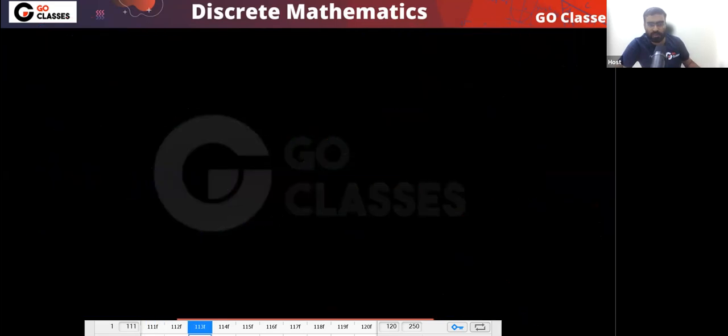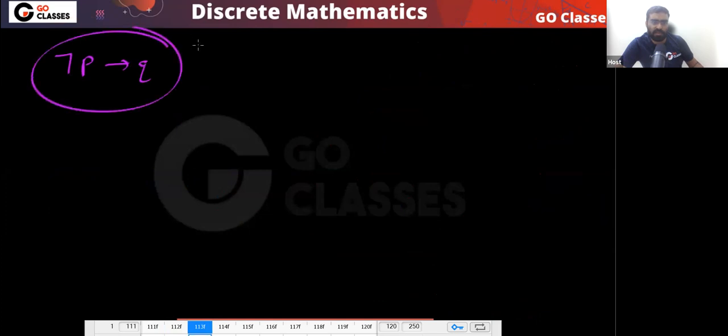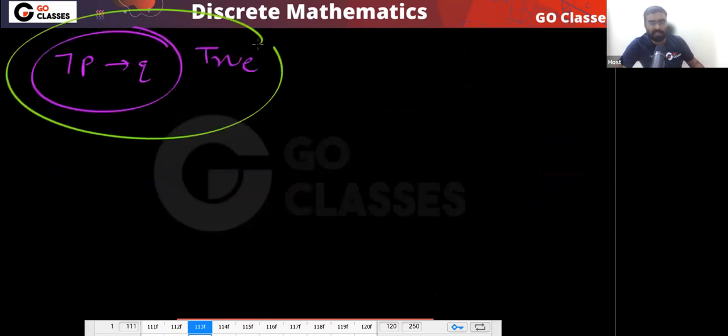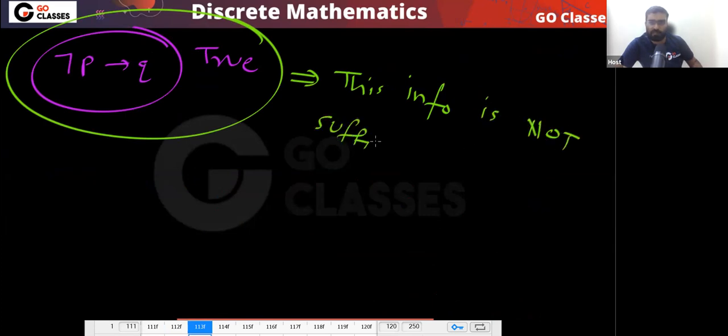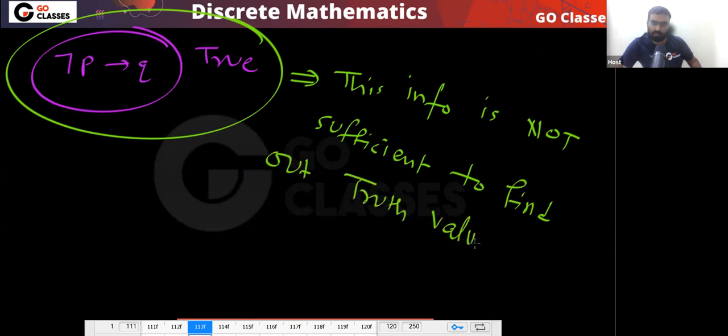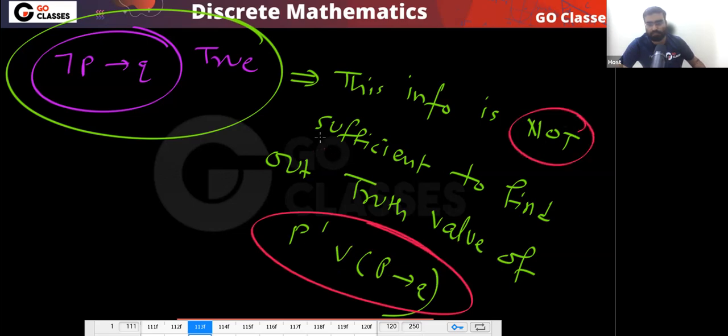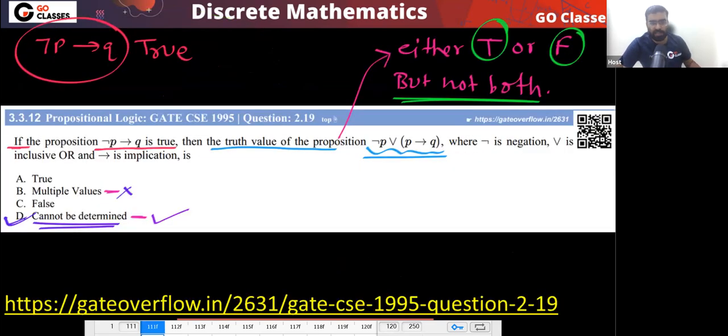I hope this point is clear. Understood? Please tell me, is this understood? Basically, in the question, this information is given. This information is not enough. This information is not sufficient to find out the truth value. So in this question, the answer will be can't be determined. We cannot determine it.